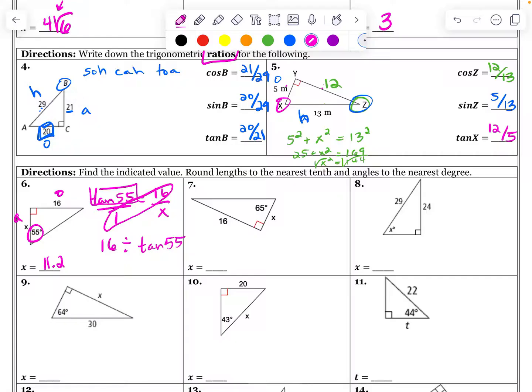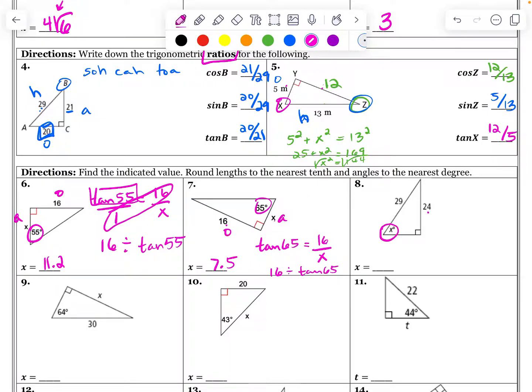Same idea, we've got a side. So let's see, opposite over adjacent, tan of 65 equals 16 over x. So I've got to do 16 divided by the tangent of 65. That gives me 7.5.